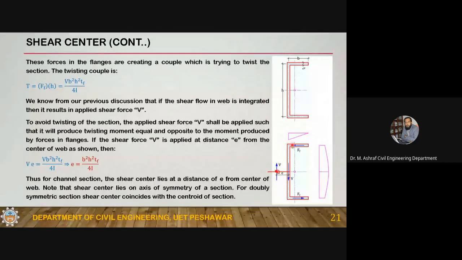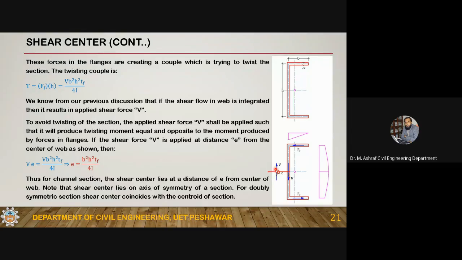You can have a plate welded here, and you can apply the force at this location. Otherwise, you will have to design it. If practically it is not possible to weld a plate to this and pass the shear force to this point, then in that case you will have to design it for the additional stresses.